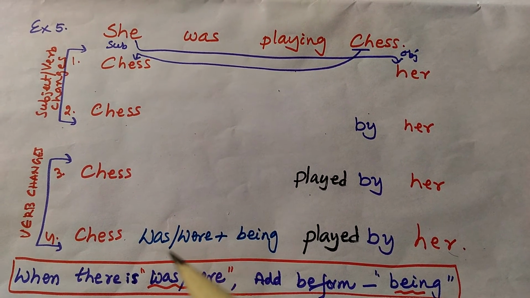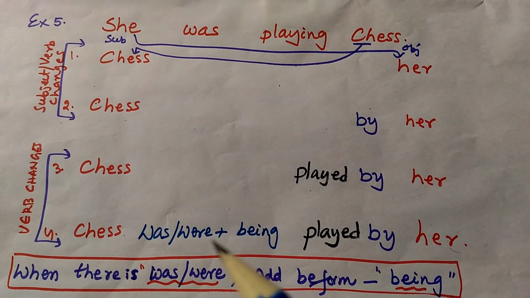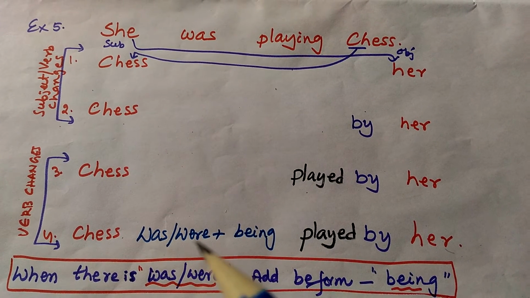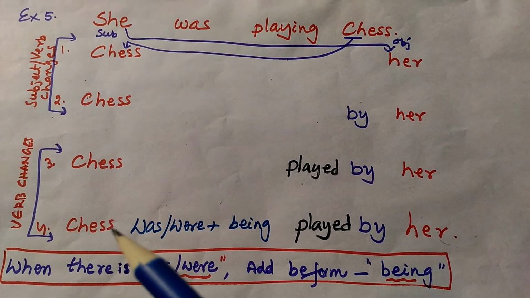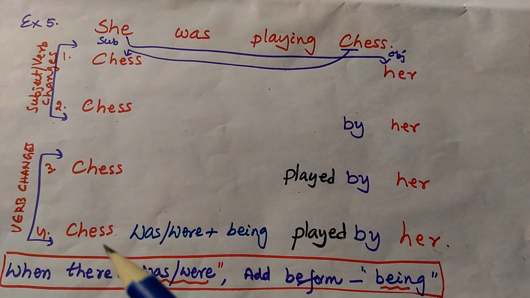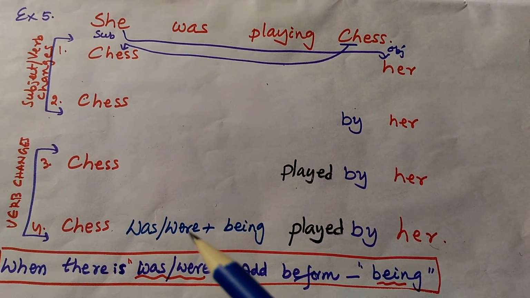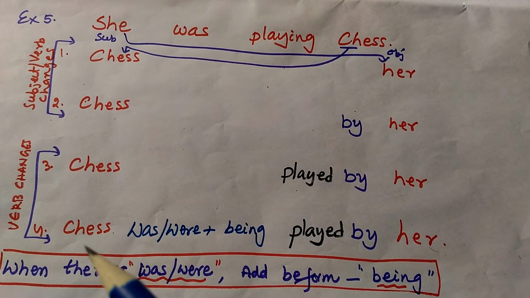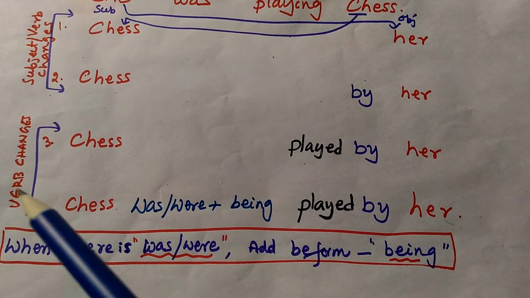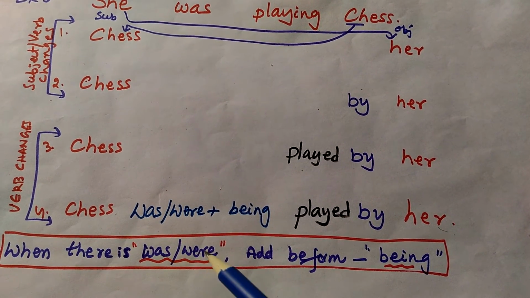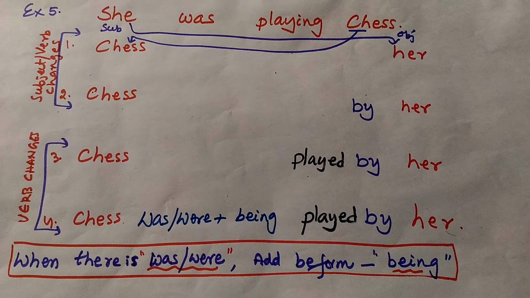And after writing this, was or were plus being, we cannot keep both was and were in the answer. So we have to remove one. So which is to be removed? We have to see which of these two forms agrees with the subject chess. So chess is singular, and was is singular, so both of them agree. So we have to remove were here. Then we get the answer: the chess was being played by her. So the be form rule is that whenever there is was or were, add the be form being. Friends, let us see another example.